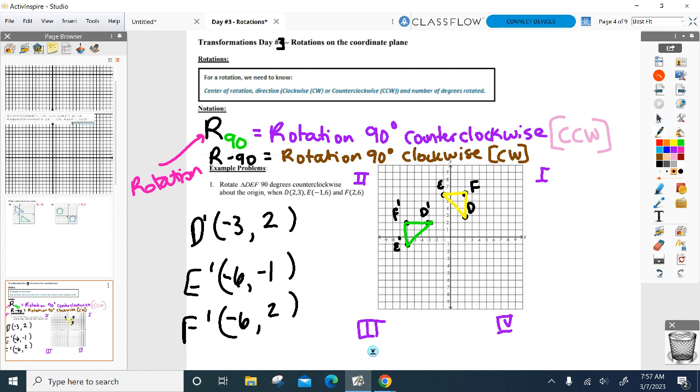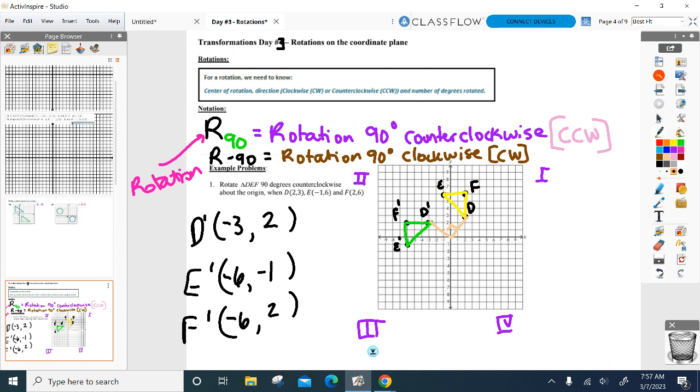If I take point D and connect it to the origin, and then I take its image, D prime, and connect it to the origin too, everyone see the type of angle I just formed? By connecting both to the origin, everyone see it? This is 90. I rotated 90 degrees. So that's where that comes from, rotating around the origin.